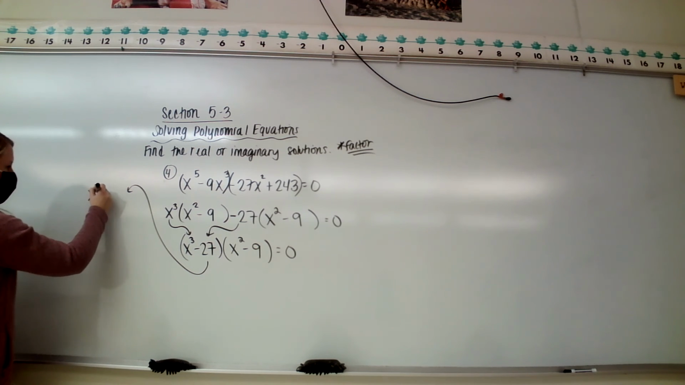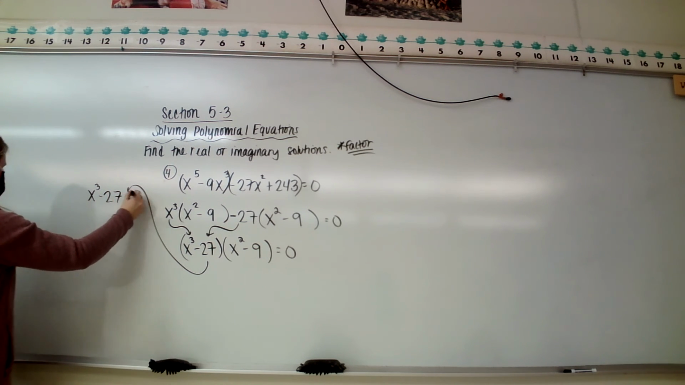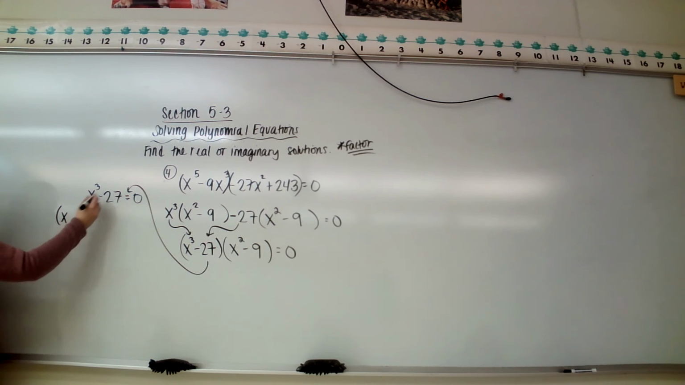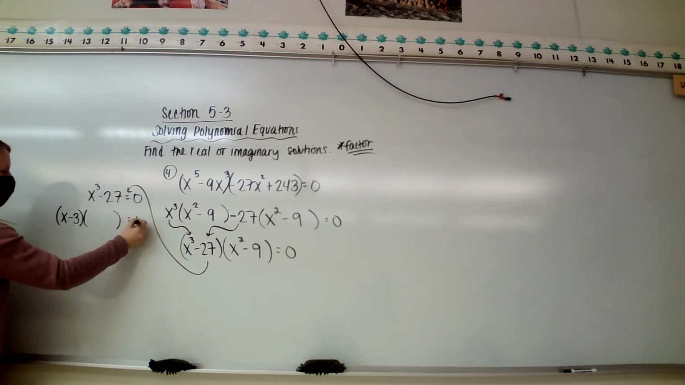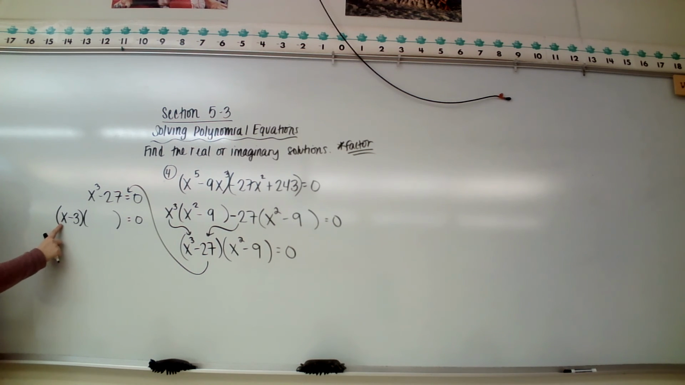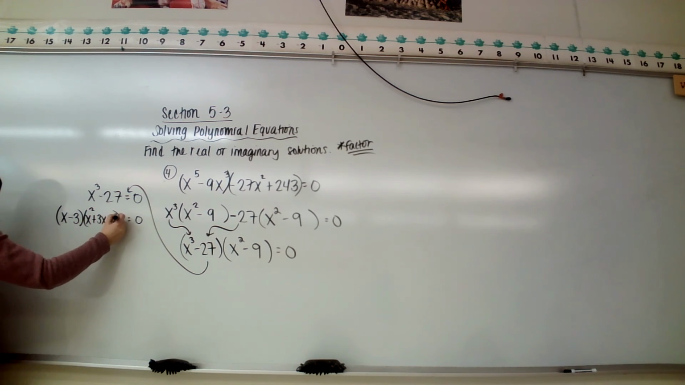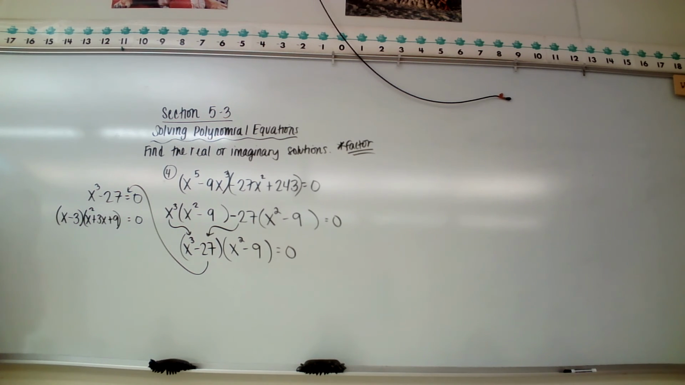x cubed minus 27. Do I set that equal to 0? That is a difference of 2 cubes. So I would get x minus 3, and then x squared plus 3x plus 9. Okay, so I find the first solution is just x equals 3.